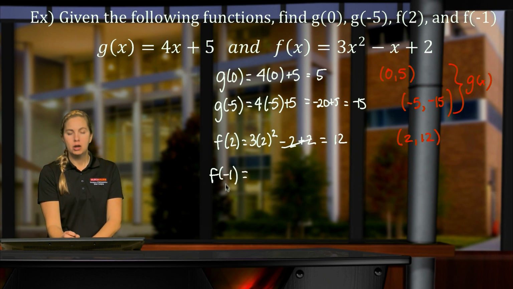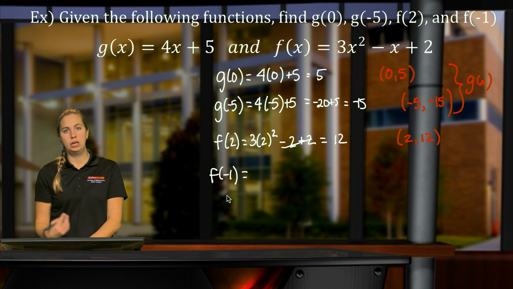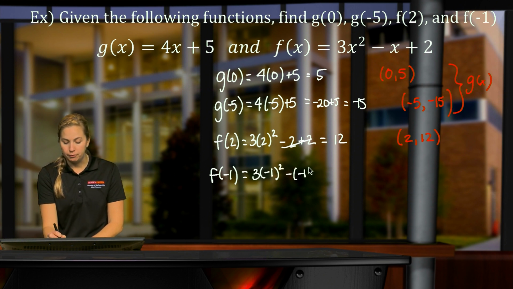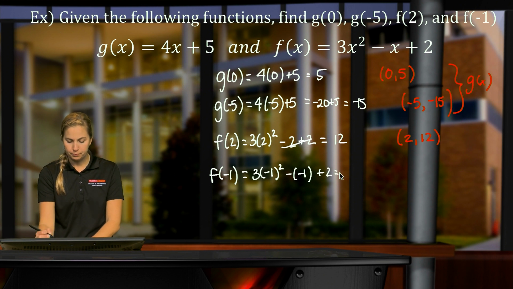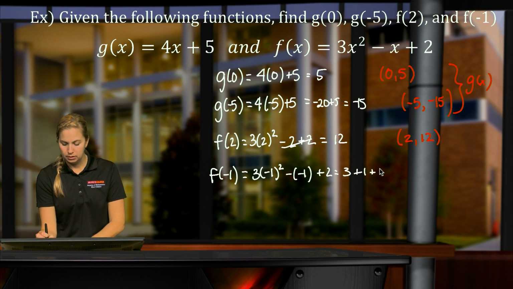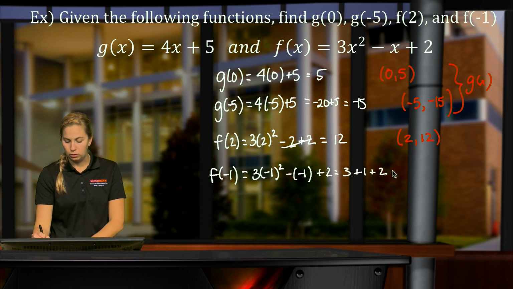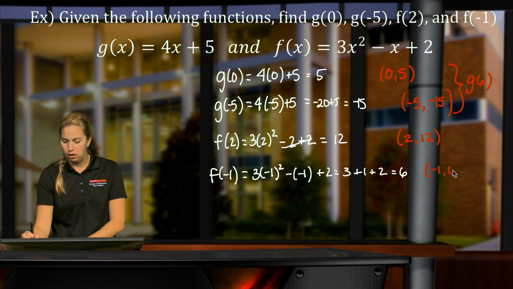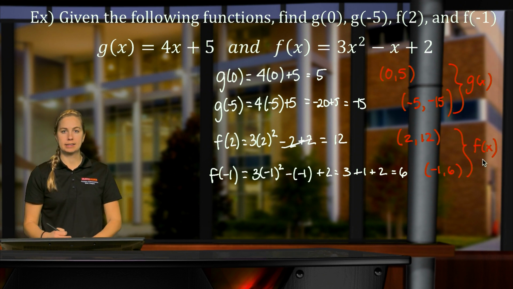F of -1, when I'm substituting that value of -1 in for x, we want to make sure that we're using parentheses. 3 times -1 squared minus -1 plus 2. Simplify what you can. -1 squared is +1 times 3 is 3. When I subtract a -1, that's the same as adding 1. Plus 2, 3 plus 1 plus 2 is 6. And the ordered pair that we have generated now is -1, 6. So these are 2 points on the graph of f of x.